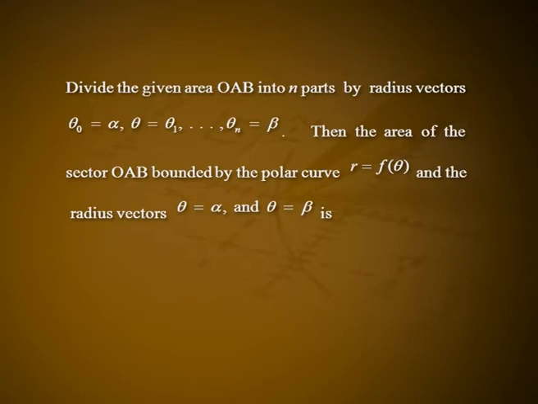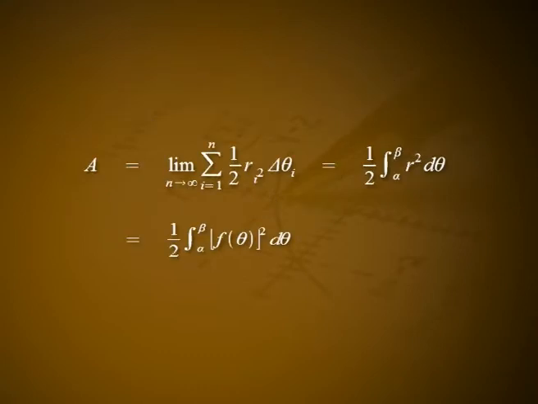Then the area of the sector OAB bounded by the polar curve r = f(theta) and the radius vectors theta = alpha and theta = beta is A = limit of summation i from 1 to n of 1/2 ri square delta theta i as n tends to infinity, which is equal to 1/2 integral from alpha to beta of r square d theta, which is equal to 1/2 integral from alpha to beta of [f(theta)] square d theta.